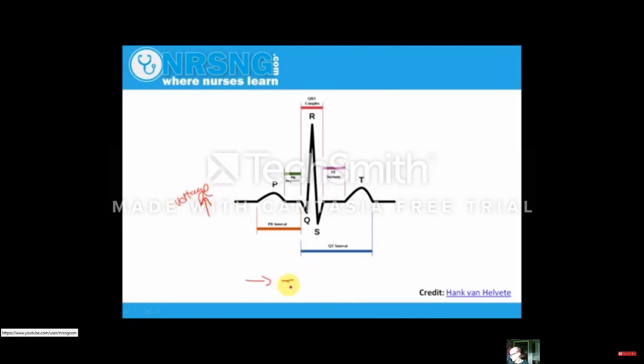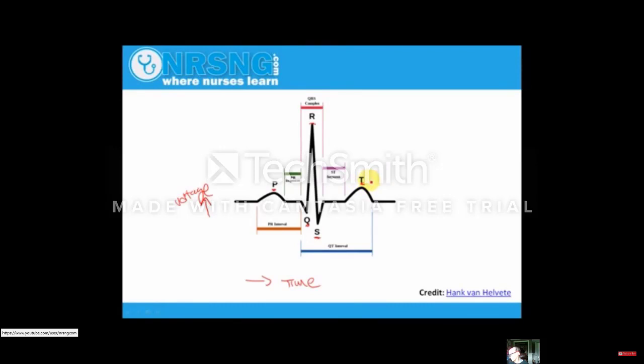So as our strip moves right to left, we're looking at time passing. And as our impulses move up and down, we're evaluating the voltage. Our normal strip, we're going to see our P wave, our Q wave, R, S, and T. Now this is just a basic introduction. There are different waves, there are different segments and things that we're not going to talk about.